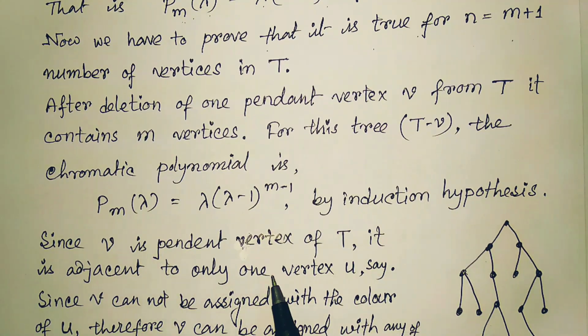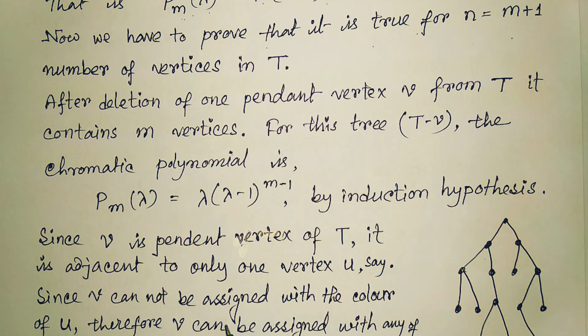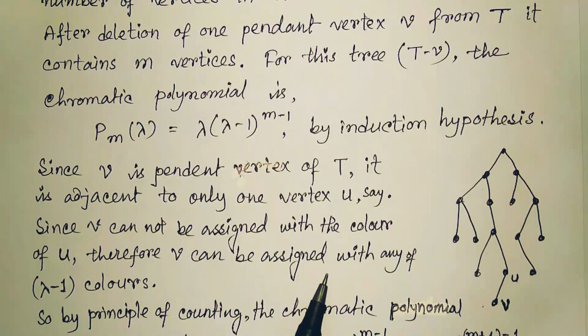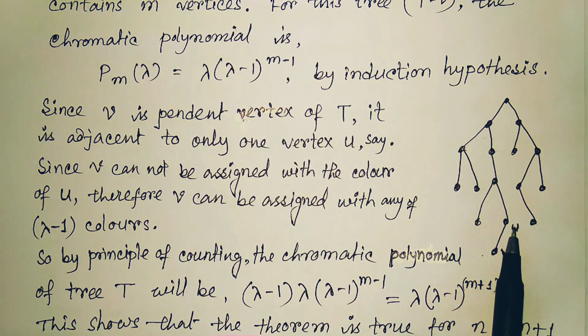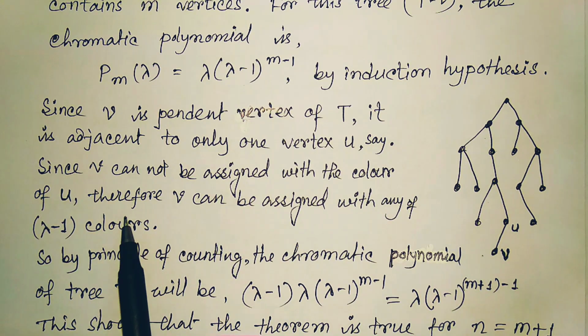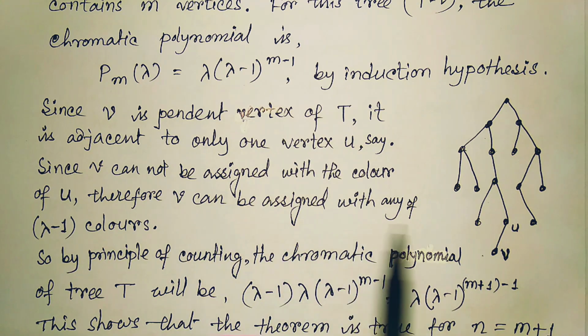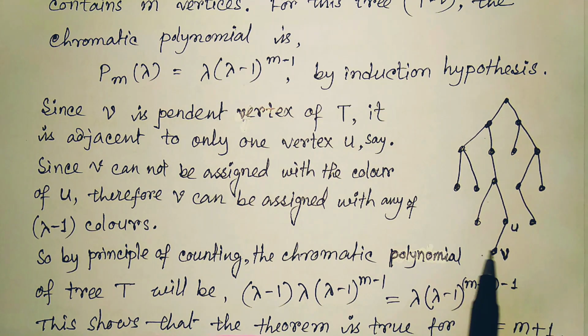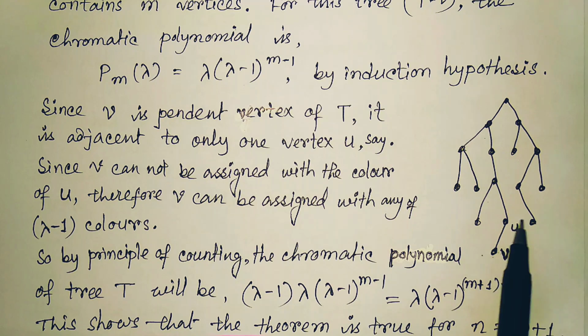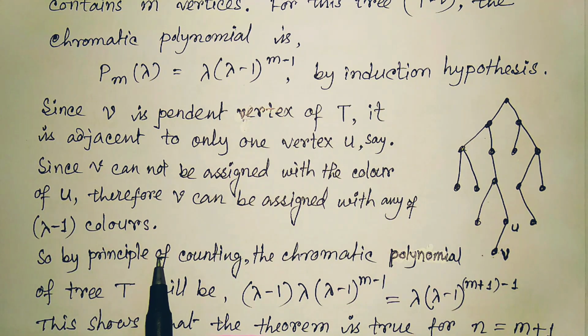Since v is the pendant vertex of T, it is adjacent to only one vertex, say u. That means as v is the pendant vertex, it is obviously adjacent to exactly one vertex. Therefore v can be assigned any of lambda minus 1 colors. Tree means no cycles are there, so whatever the lambda colors are, to color this v, definitely except this color, we can choose any other color for the previous one. So a total of lambda minus 1 different colors are available.